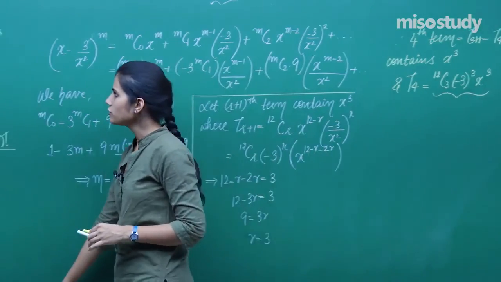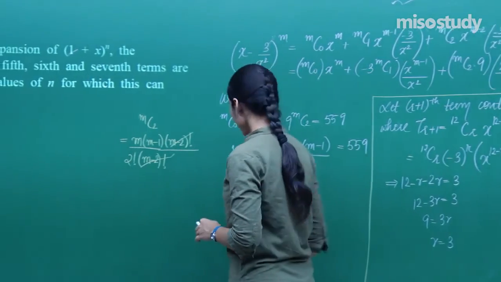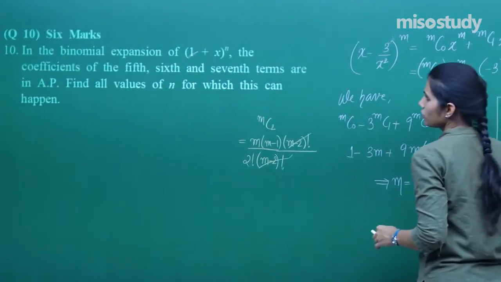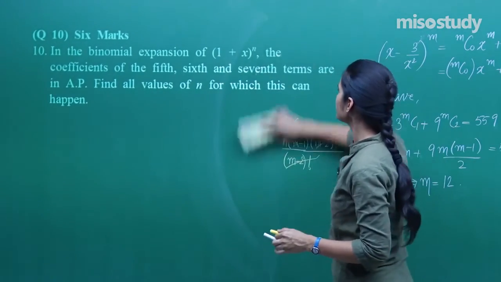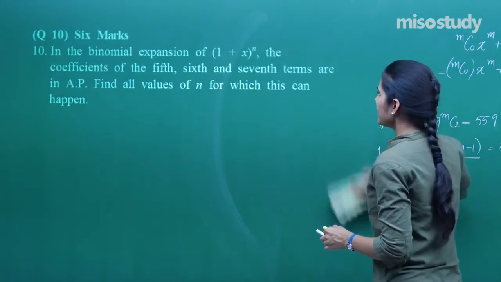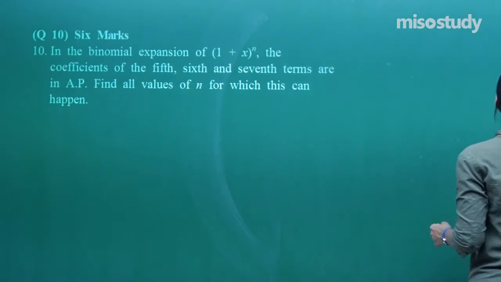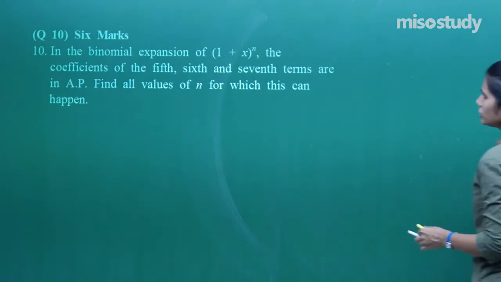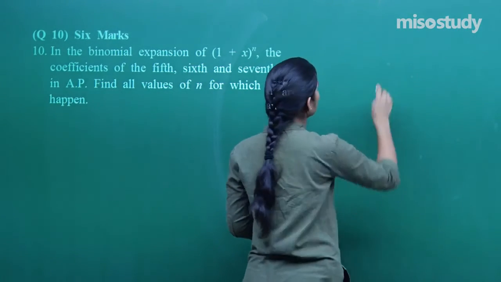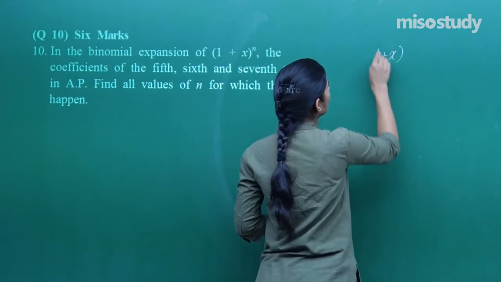Talking about the next question, we have in the binomial expansion of 1 plus x whole to the power n, the coefficients of 5th, 6th and 7th terms are in AP. Find all values of n for which this can happen. Okay, so I basically need to focus upon the 5th, 6th and 7th term of the expansion. The expansion is pretty nice. It is 1 plus x whole to the power n.